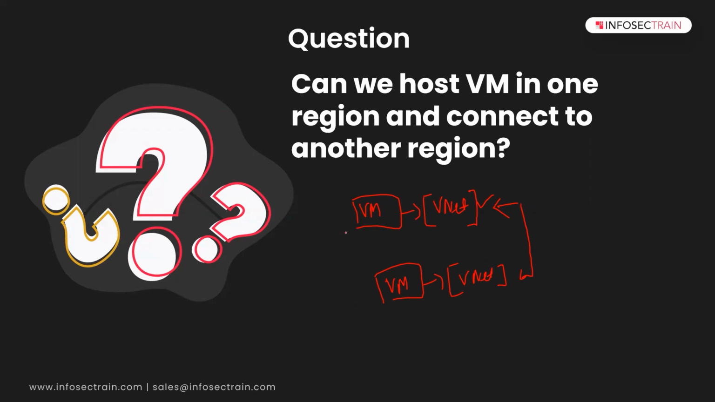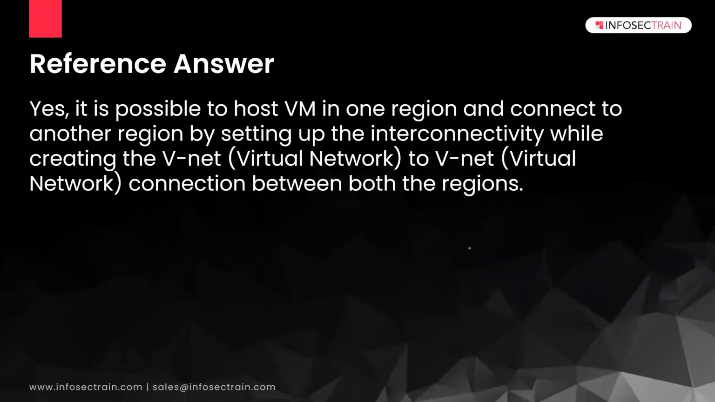So it is possible. Either you are hosting a server here and using the public internet, the public network, and connecting via that, or if you want an internal network, there are a few other options which you can look for. So the model answer for this one is yes, it is possible to host a VM in one region and connect it to another region by setting up interconnectivity, creating a VNet to VNet connection between both regions.